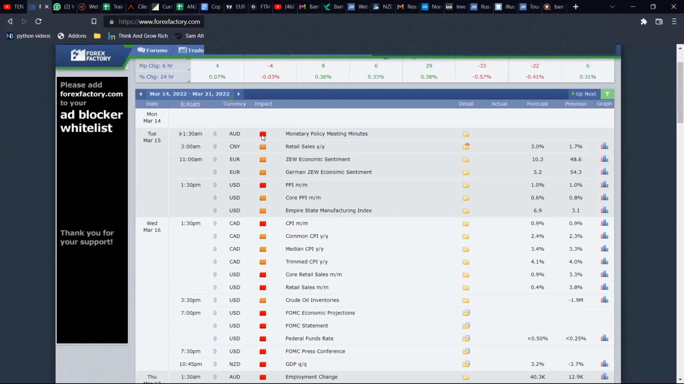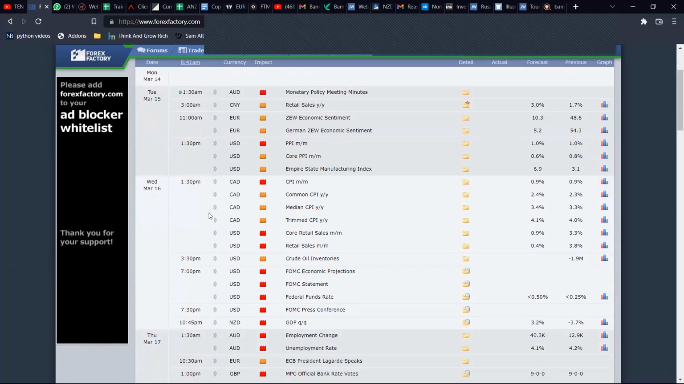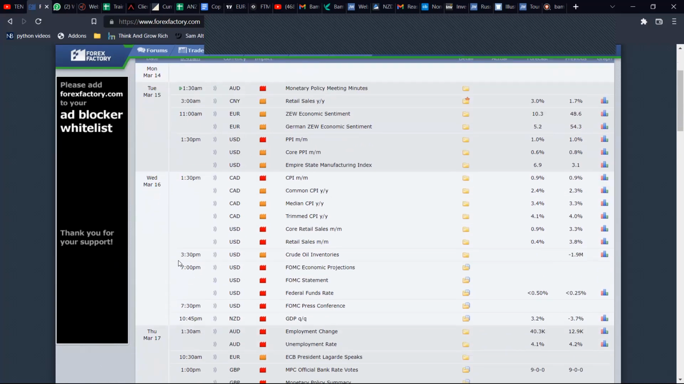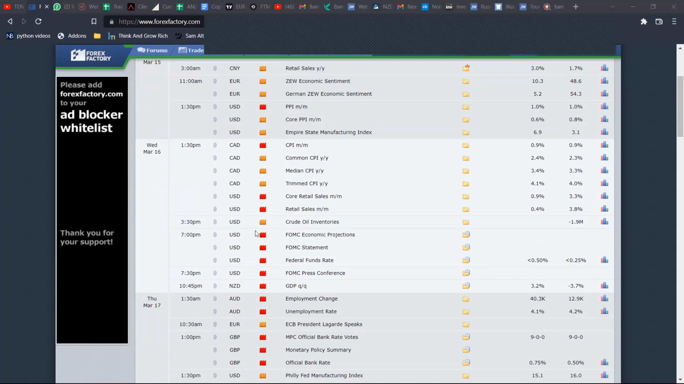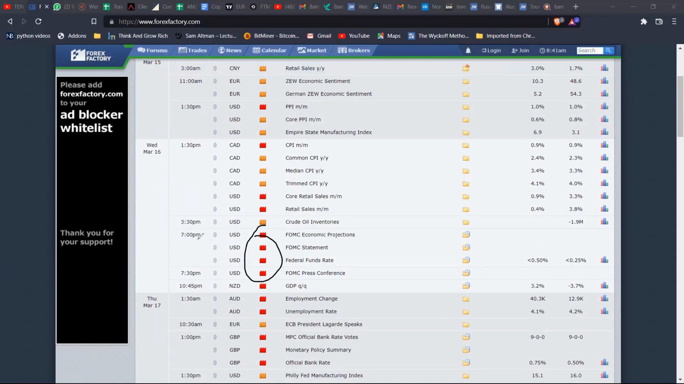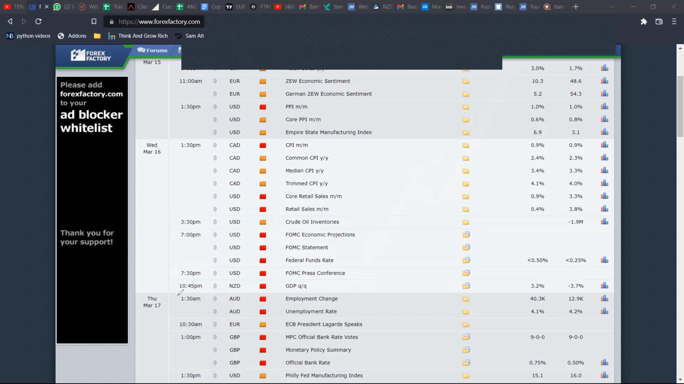So on Tuesday, we have some AUD news, some Euro news, and also the USD PPI index. And then on Wednesday, we have the CPI from CAD, that's the Consumer Price Index. And then we also have some major impact FOMC reports and FOMC statements on Wednesday. So you definitely want to keep an eye on this. The FOMC rate statement would have major implications on whether we'll see the dollar push up or push down, okay? And then by 10:45 p.m. that same Wednesday, we'll have the GDP report from NZD.